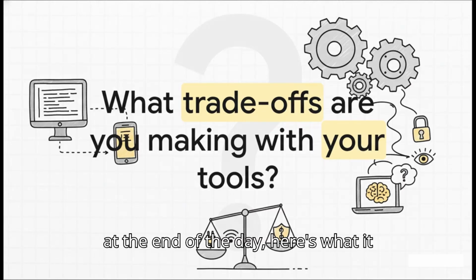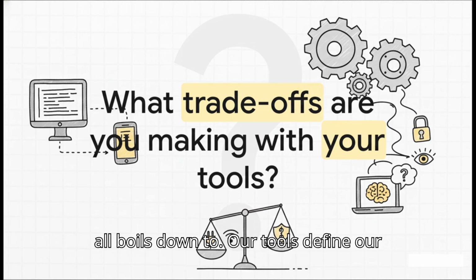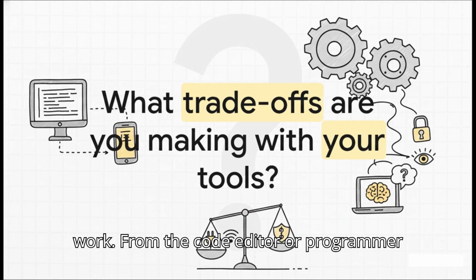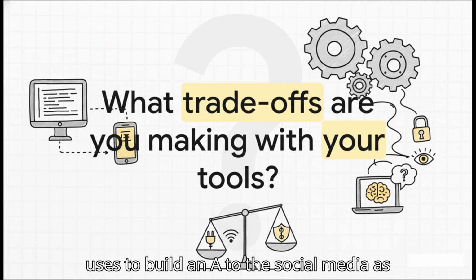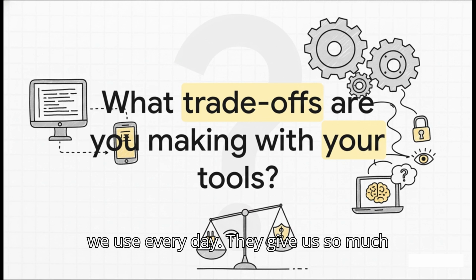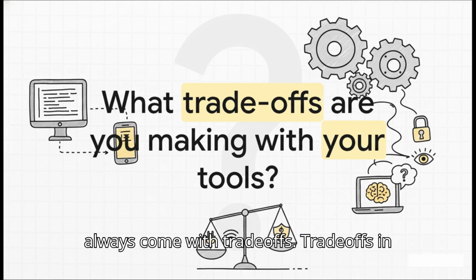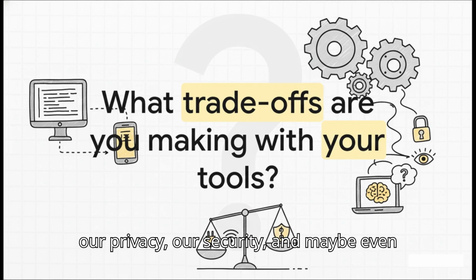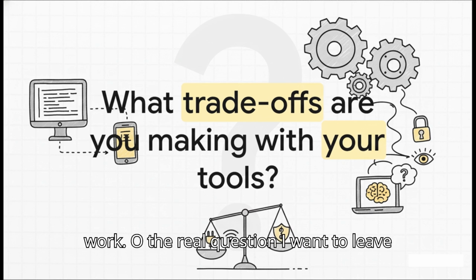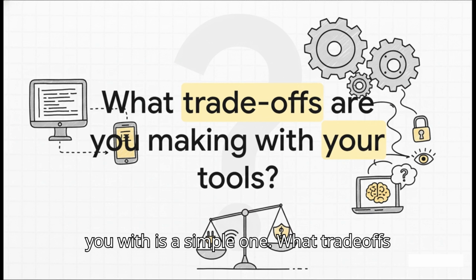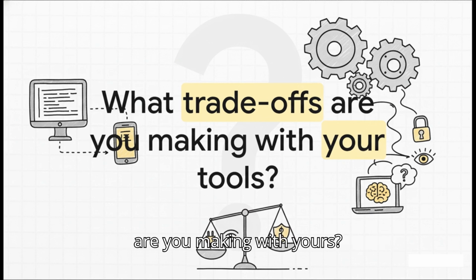So at the end of the day, here's what it all boils down to. Our tools define our work. From the code editor a programmer uses to build an app to the social media apps we use every day, they give us so much: convenience, power, connection, but they always come with trade-offs. Trade-offs in our privacy, our security, and maybe even in our own understanding of how things work. So the real question I want to leave you with is a simple one. What trade-offs are you making with yours?